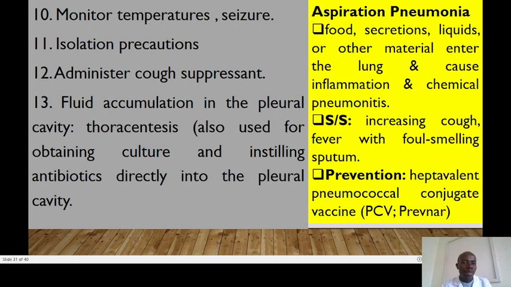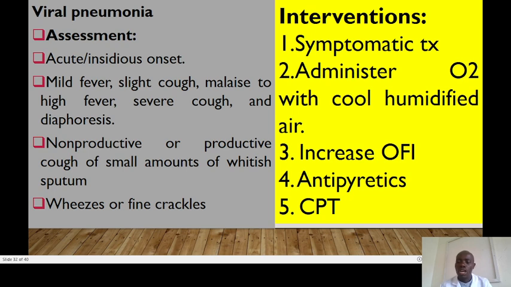As for aspiration pneumonia, here you'll find that we have food or secretions and liquids and other materials that can cause lung injury and chemical pneumonitis. So the patient presents with increasing fever, cough, and foul-smelling sputum. If we want to prevent this, we normally give the pneumococcal conjugate vaccine, okay, the PCV, right? PCV10 for us here.